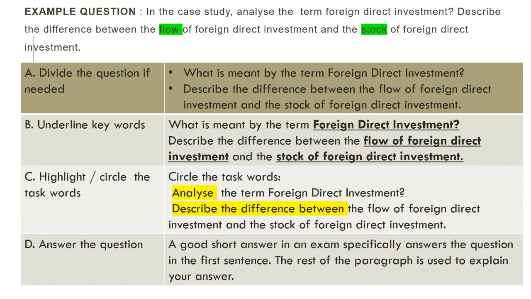A good short answer in an exam specifically answers the question in the first sentence. The rest of the paragraph is used to explain your answer. So the first line is what is going to address the question, and then the subsequent sentences are what is going to support your answer.